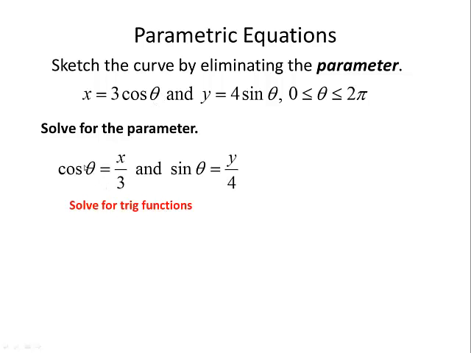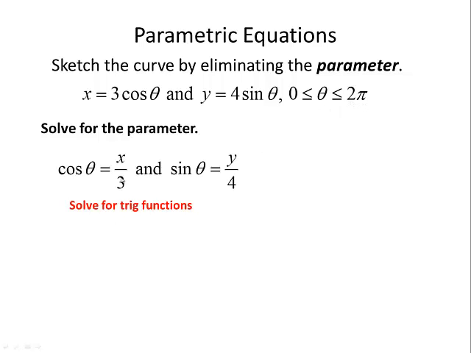So now I have cosine theta is equal to x over 3, dividing both sides by 3 to cancel this 3 and moving the 3 to the other side. I get this. And looking at this, I'm going to divide both sides by 4, canceling that 4, put the 4 on the other side, and it's going to look like this. Okay. This part just tells me that my theta, or t, is between 0 and 2 pi.